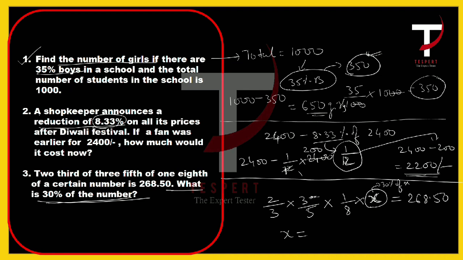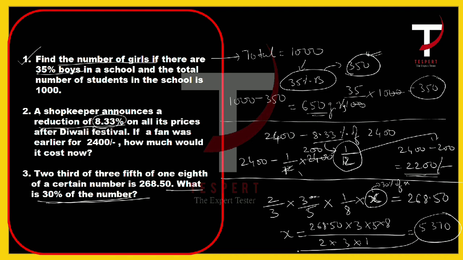So x is equal to 268.50 into 3 into 5 into 8 by 2 into 3 into 1. So x will be equal to 5370. But we must find 30% of x. So here we will calculate 30/100 into 5370. After cancellation and calculation, you will get 1611 as the answer. Okay, 1611 is 30% of 5370, right?